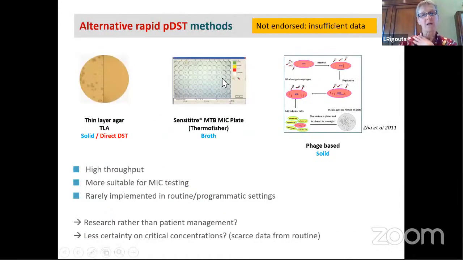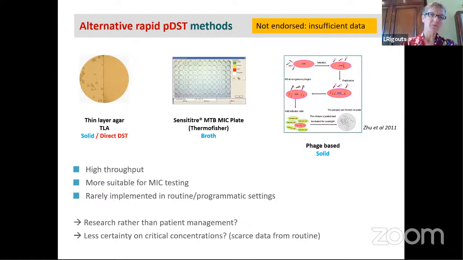There are still some more rapid alternative methods, but they are not endorsed by WHO, mostly because there is insufficient data to do so. And from these, the thin layer agar can also be done directly from the clinical specimen, saving time. The Sensititre plate is now being more and more used, and there recently have been some multi-center studies applying this method. I will come back to that. Phage-based typing is not that much used. These rapid methods have the advantage that it can be high throughput, and they are more suitable to do MIC testing because you need, of course, less space in your incubator and so on.